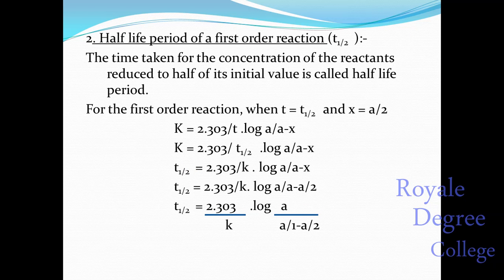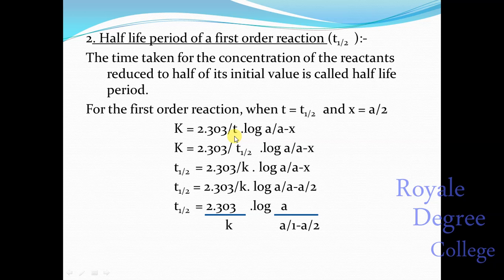Next we'll see the half-life period of a first order reaction, that is t half. The time taken for the concentration of the reactant to reduce to half of its initial value is called the half-life period. For the first order reaction, when t = t half, x = a/2. Look at this very carefully. This is the formula we are using for the first order reaction: K = 2.303 / t × log a/(a − x).